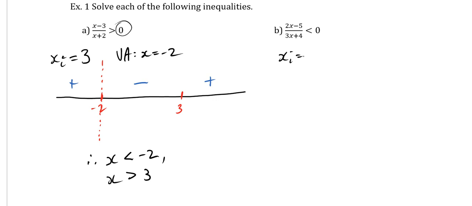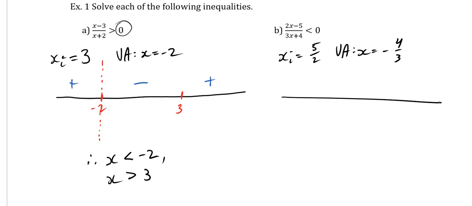You might get part marks here or there for showing some understanding if I can tell what you're doing, but it really falls apart. So this is 5/2, and I have a vertical asymptote of x equals -4/3. So my vertical asymptote of -4/3 is here. And my x-intercept of +5/2 is there. This one is, when is it less than 0?